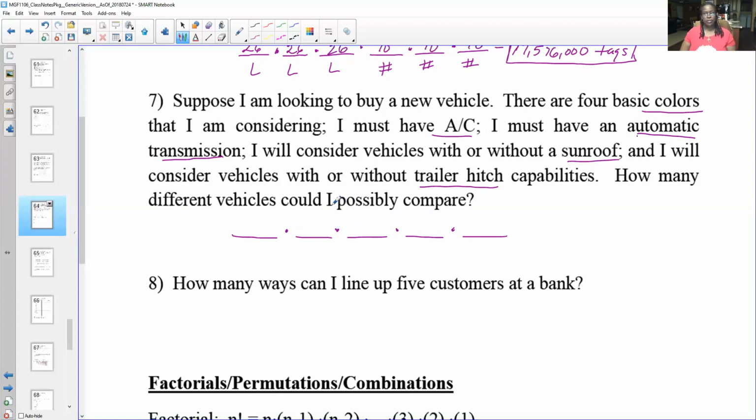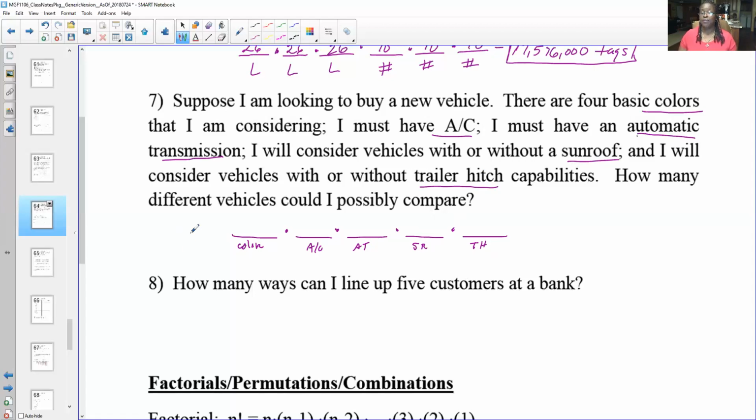So now, first line should be color. The second line, that's our AC. Our third line is automatic transmission. Our fourth line, sunroof. And then our fifth line, trailer hitch. Okay? We've got our structure, got it labeled. Now let's see how many choices we have for these things.